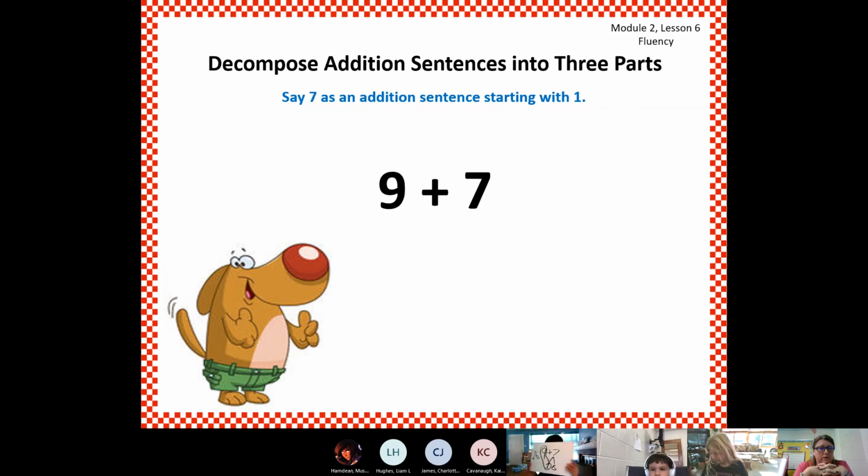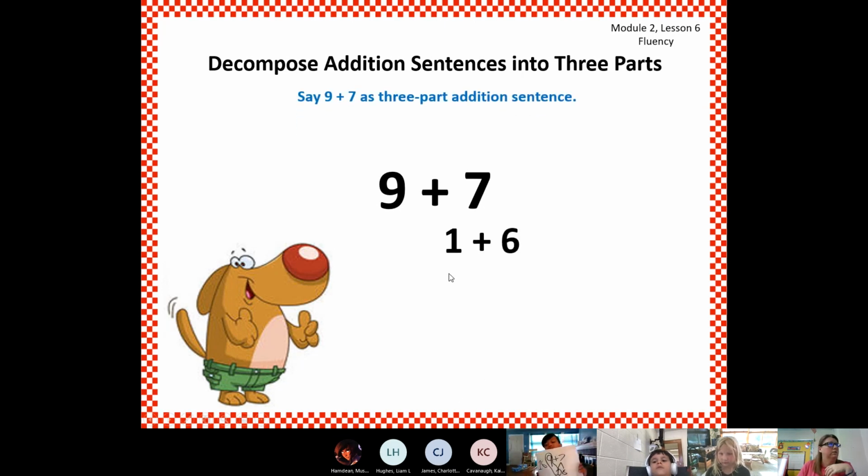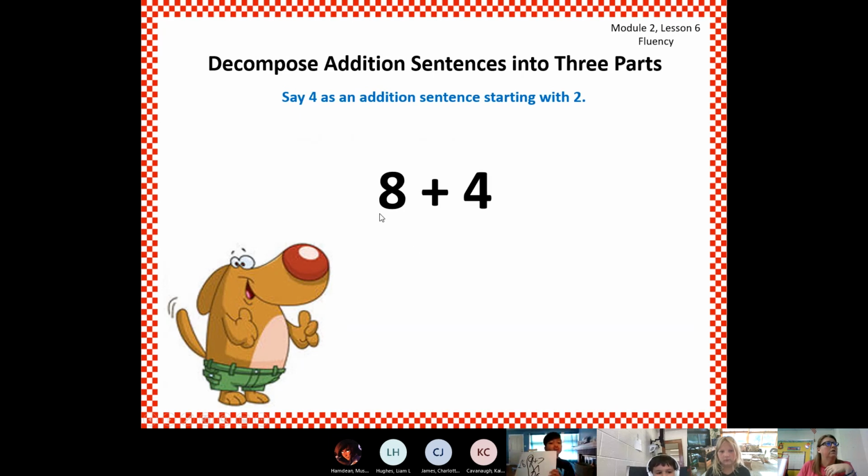Awesome, Sophia. All right, good job, guys. Good. All right. So you see they broke it apart. All right, so now let's look at this one. Everyone write 8 plus 4.